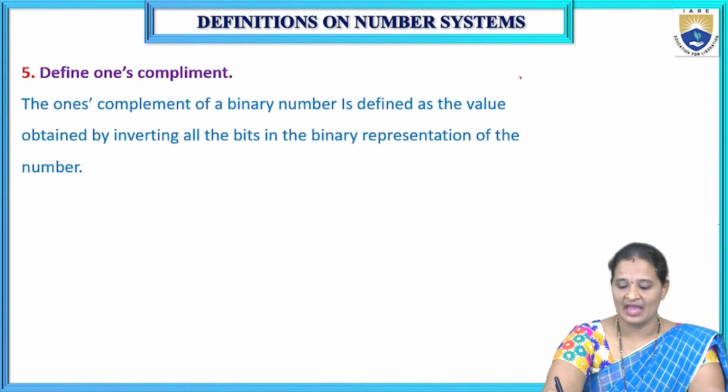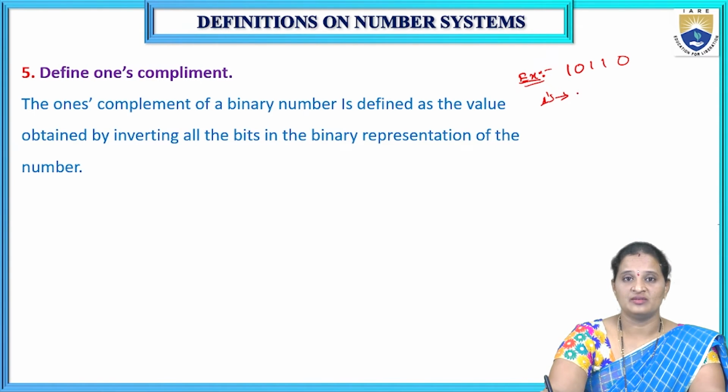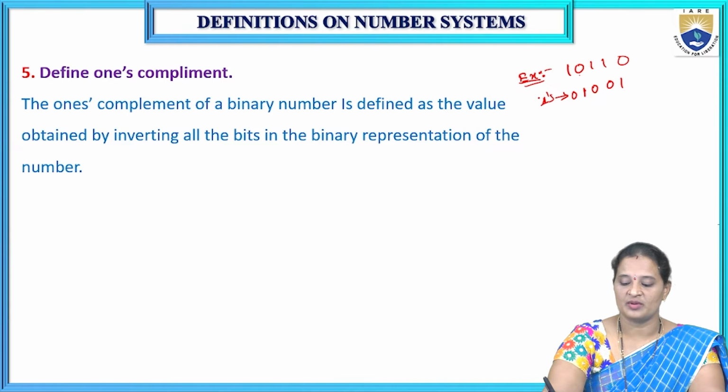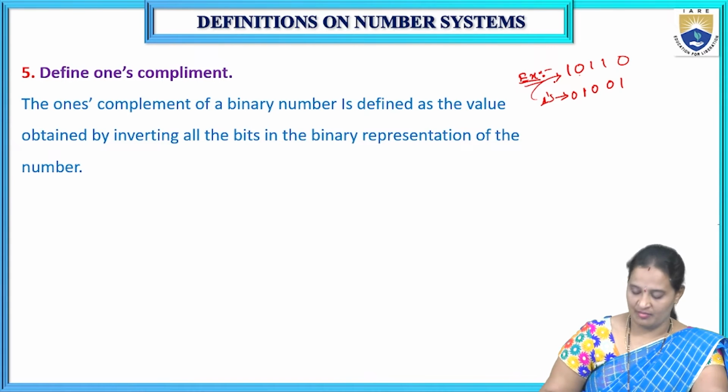So for example, we have a binary number, 10110, whose one's complement can be obtained by changing ones to zeros and zeros to ones. So this 1 is changed to 0, 0 is changed to 1, and so on, giving 01001. This is the one's complement for the given binary number.